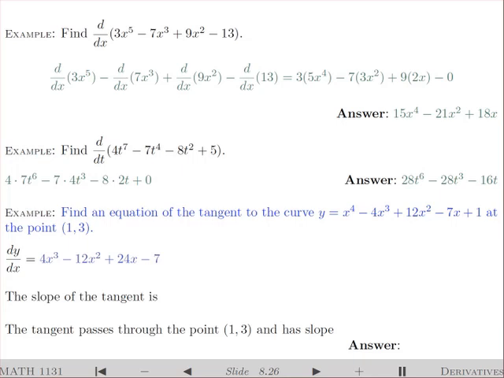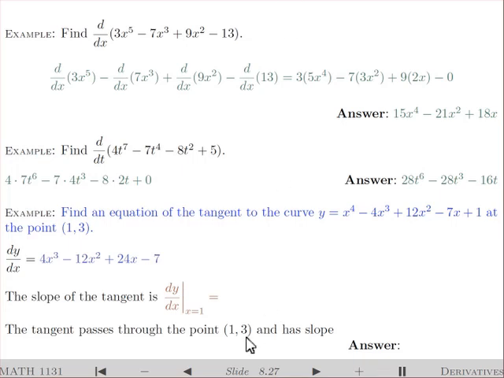The last term is a constant term, its derivative is 0. So the derivative of the function giving the graph is 4x cubed minus 12x squared plus 24x minus 7. Slope of the tangent is the value of this when x is equal to 1.